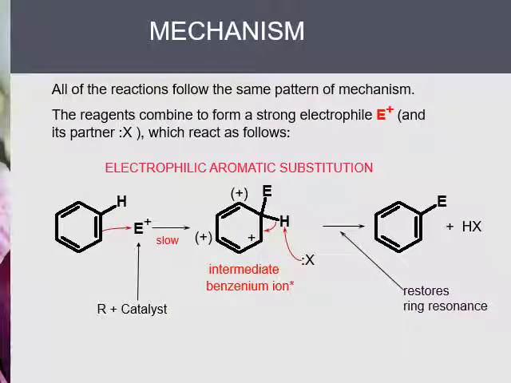All the reactions shown above follow the same pattern of mechanism. First, the electrophile is activated by a catalyst to form a stronger electrophile. The pi bond from the benzene ring attacks the electrophile, forms a carbocation intermediate, followed by the second step, elimination of a hydrogen, restoring aromaticity.